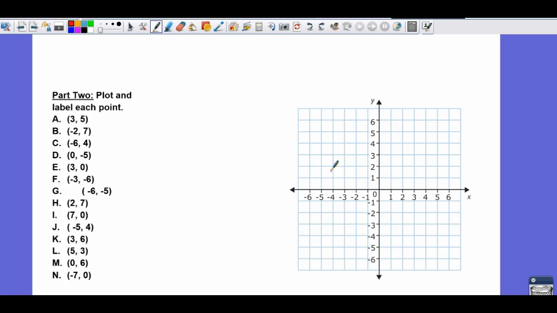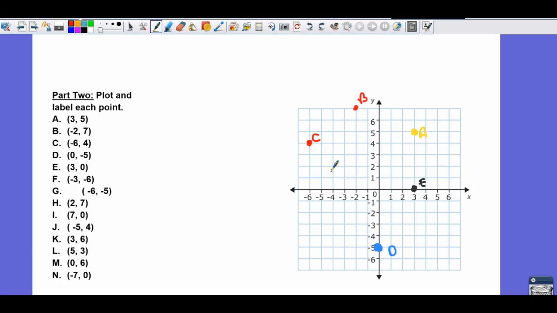So (3, 5) is in quadrant 1. (-2, 7) is in quadrant 2. (-6, 4) is also in quadrant 2. (0, -5) is in quadrant none because it's on our axis. (0, -5) is kind of like a y-intercept. (3, 0), conversely, would be like an x-intercept.